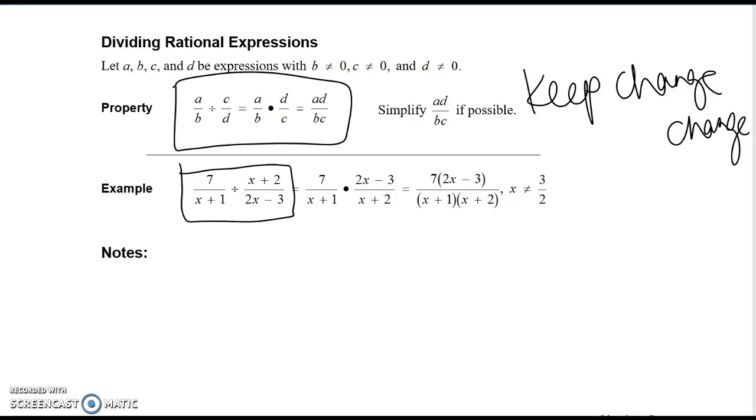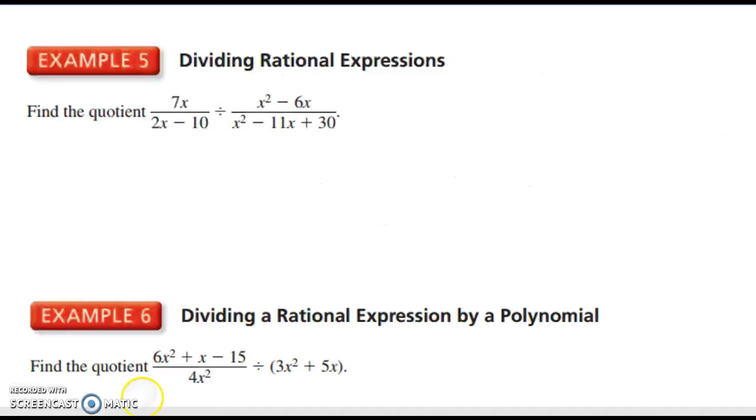So if I have 7 over x plus 1 divided by x plus 2 over 2x plus 3, I keep the 7 over x plus 1, I change to multiplication, and I flip the denominator and the numerator for the second part. Then I just multiply straight across, and that is all I have to do. So looking at the notes, let's try example 5.